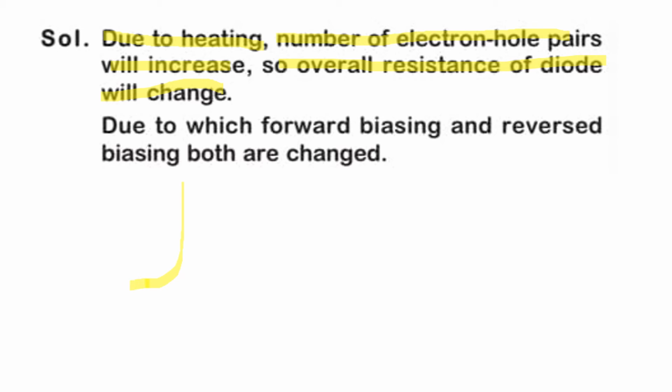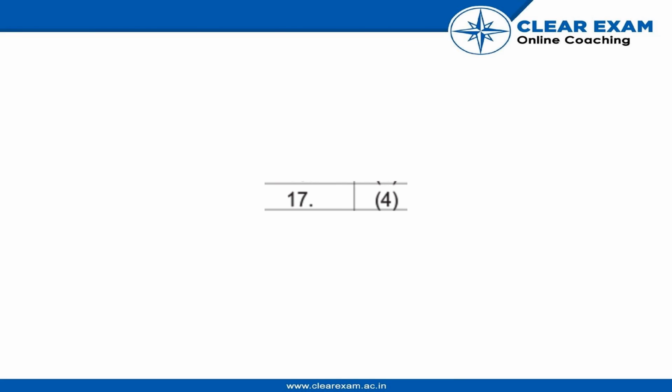Afterwards it also gets the breakdown, and this is basically the forward biasing and this is the backward biasing, or you can say reverse biasing. Due to this, both the forward biasing and reverse biasing are changed. As you can see, it also took a breakdown, and over here it took a steep rise. So basically the correct option is the fourth option.